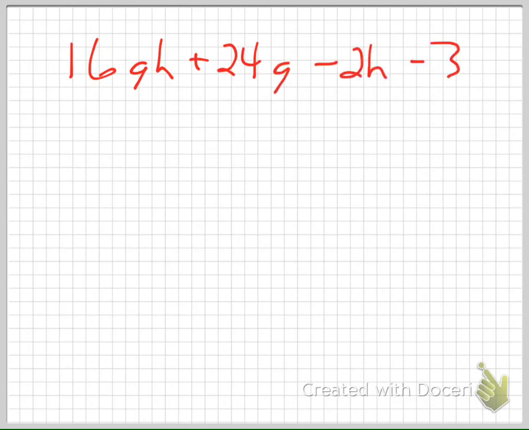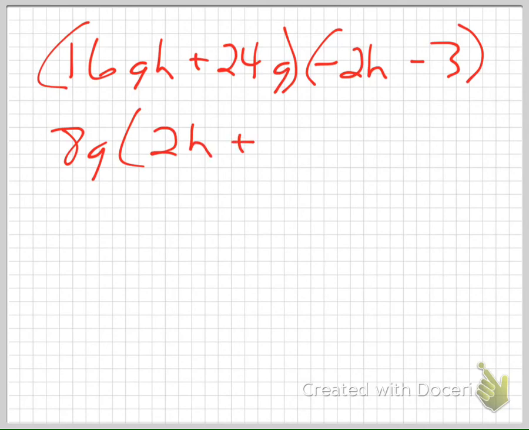The only other kind there is, sometimes they make you do this. I'm going to show it to you: 16gh plus 24g minus 2h minus 3. I can't pull anything out, so group. Pull this out, so that would be 8. I'm pulling an 8g out, and that leaves me with 2h plus 3.